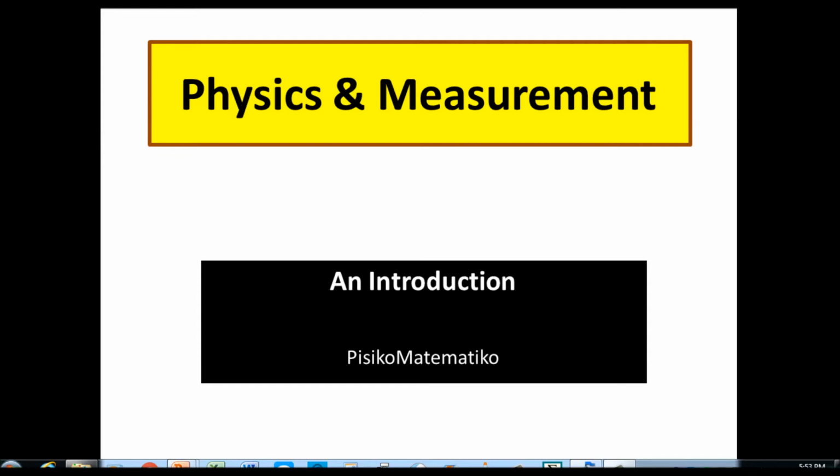Ito po ang unang serye ng Pisiko-Matematiko sa pag-aaral po ng physics bilang introduction. Madaling pag-aralan po ang physics at hindi ito mahirap kung alam natin ang mga ideya at mga prinsipyo na nakakapaloob dito. Ang unang konsepto na pag-aaralan natin sa physics ay ang measurement.